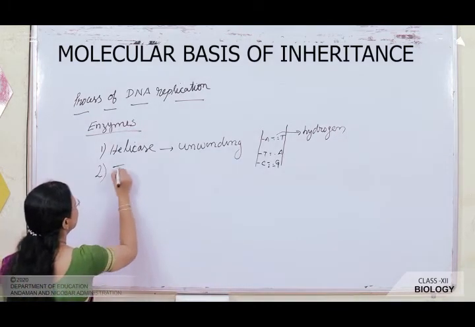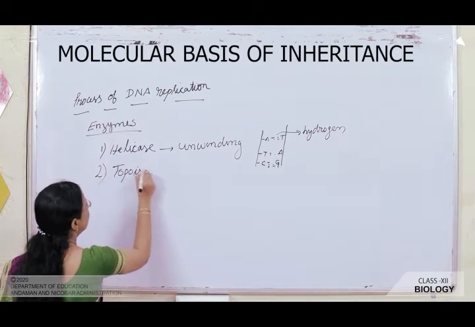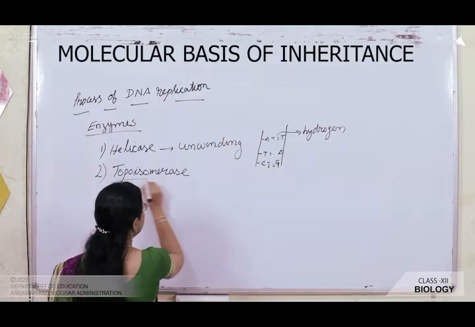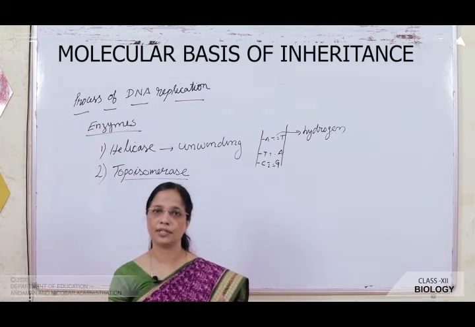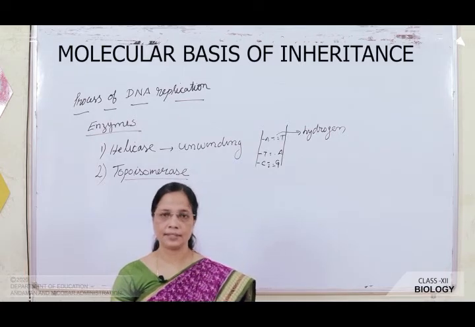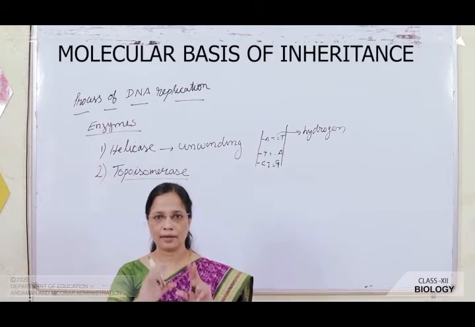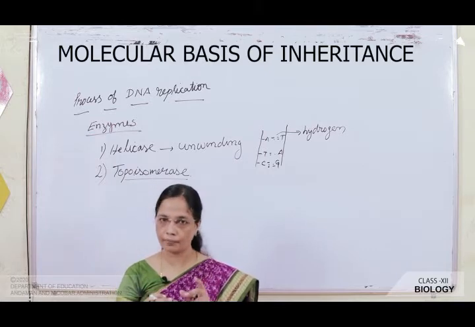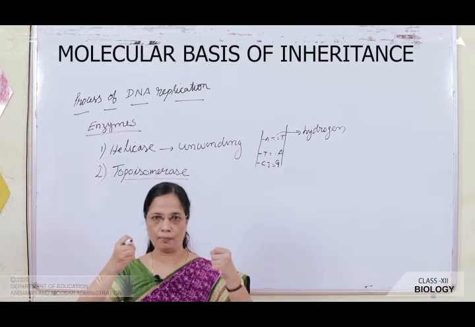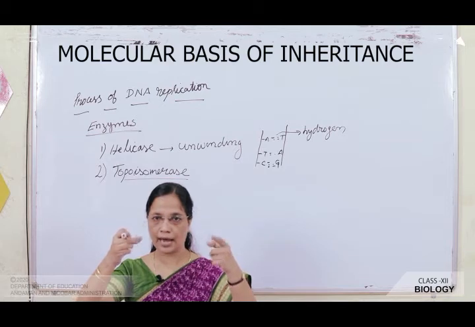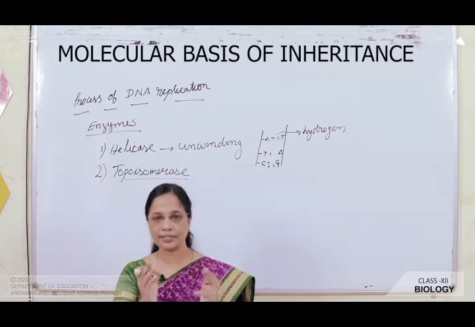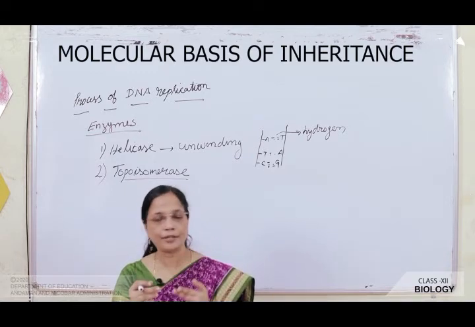The next enzyme is topoisomerase. This enzyme will release the tension of the DNA strand by breaking the strand. What do you mean by that? Just consider this DNA as a rope. Rope also has two strands. When you stretch the two strands of the rope and release your hand, what will happen? Again the rope will coil. So in order to prevent that coil, you have to make a cut on the strand.